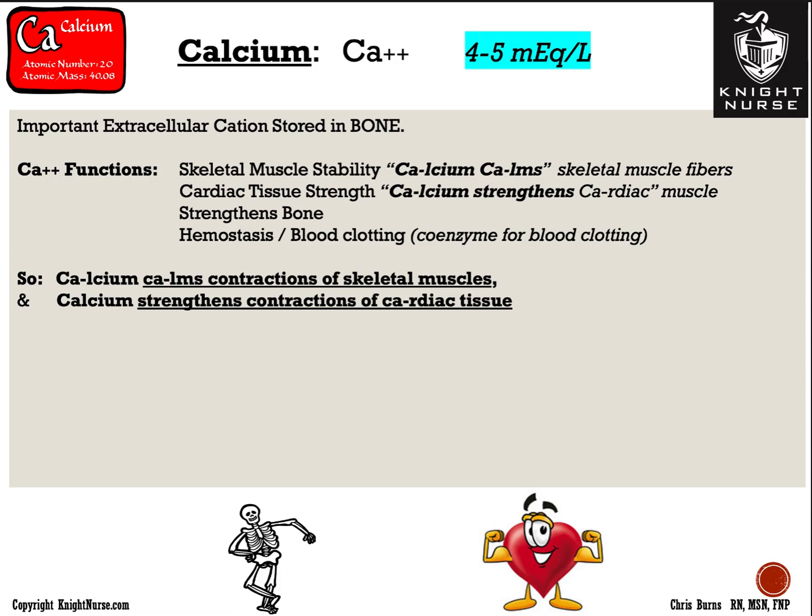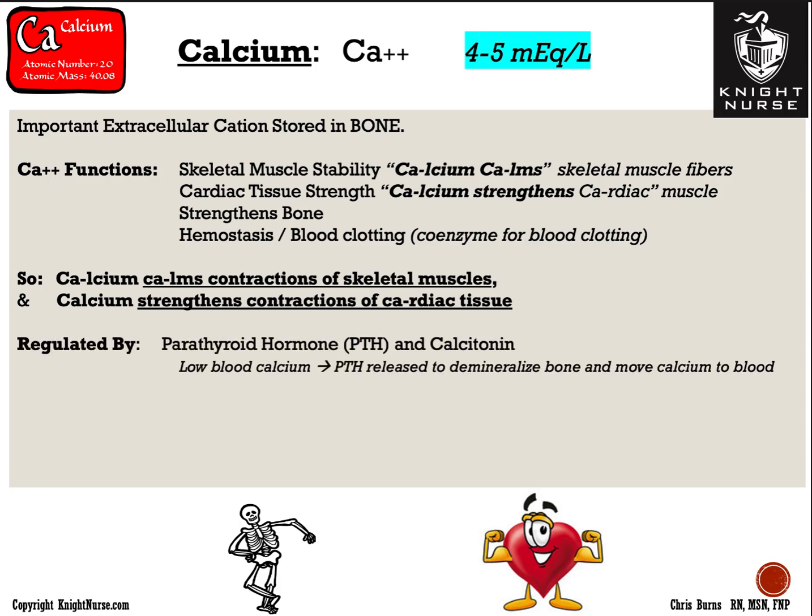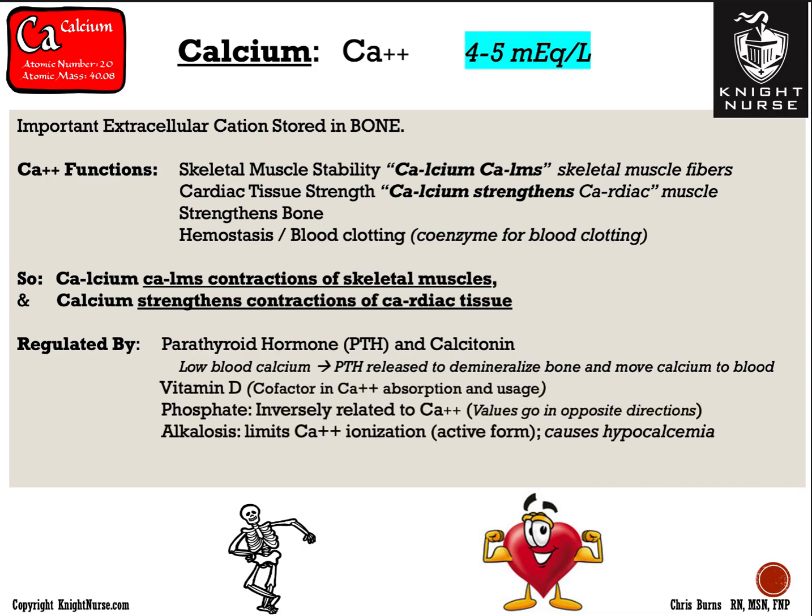So this bipolar effect of calcium is what you see when you see abnormalities. It's regulated by parathyroid hormone and calcitonin. Parathyroid hormone releases and raises blood calcium levels. So parathyroid hormone means calcium. Calcitonin is the opposite. Vitamin D plays a role, and phosphate, remember, the level that phosphate goes, it will shift calcium in the inverse or opposite direction.